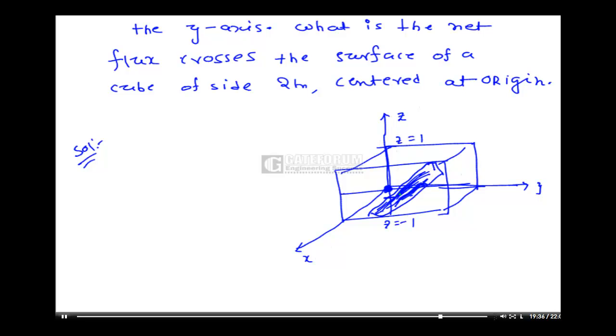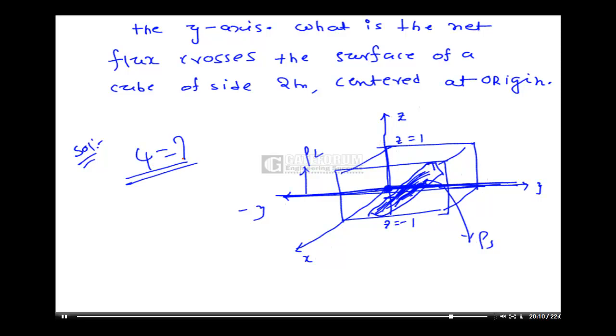Now a uniform line charge of rho L minus 6 microcoulomb per meter lies along the y-axis. So along the y-axis, this is minus y-axis, rho L is located. So this is rho s. Then they are asking what is the flux crossing the surface of the entire cube of side 2 meters.